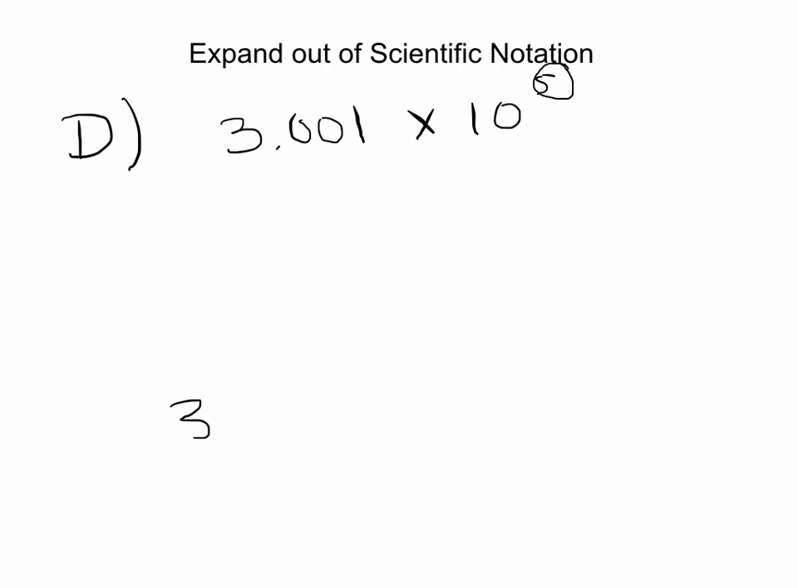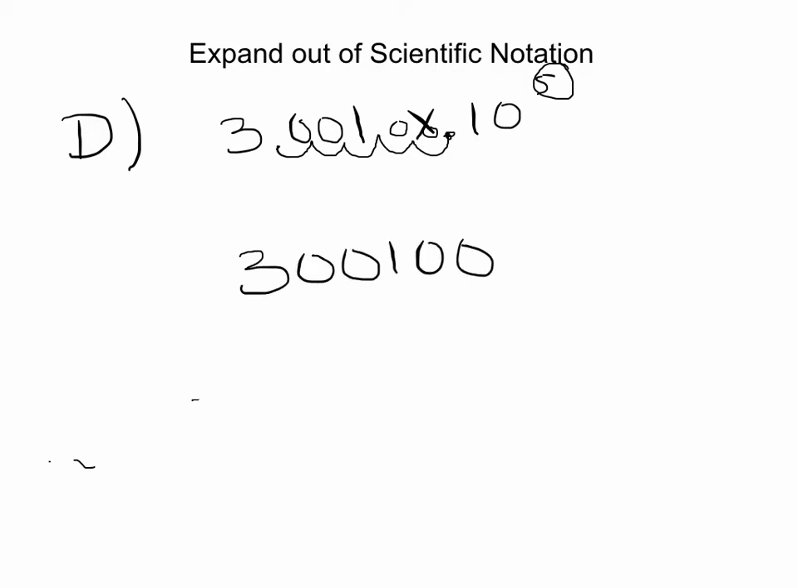If we had 3.001 times 10 to the -5th, we would be expanding into a very small number. But that's not what we're doing. So 3.001 times 10 to the 5th means that we're going to be moving our decimal 1, 2, 3, 4, 5 places. We fill zeros in, and we have 300,100 as our new number.